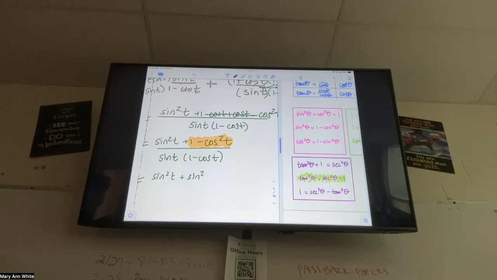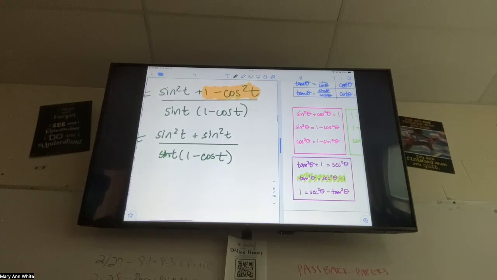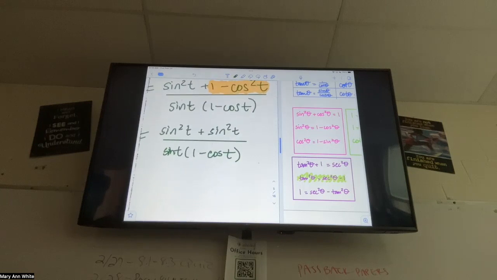And that's still all over sine t times 1 minus cosine t. What is sine squared t plus sine squared t? Not 10 to the fourth, that'd be if we multiply them. 2 sine squared t. This is another one of those, like, we've done much harder stuff, so then we add 1 plus 1 and we have a hard time getting 2.